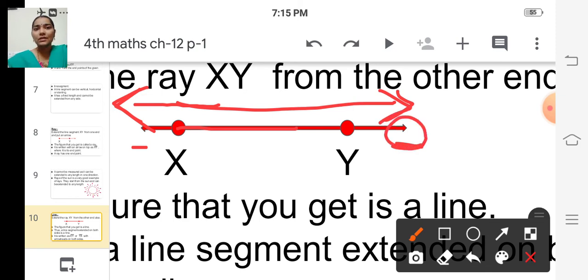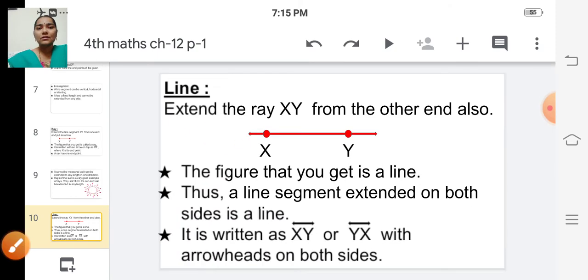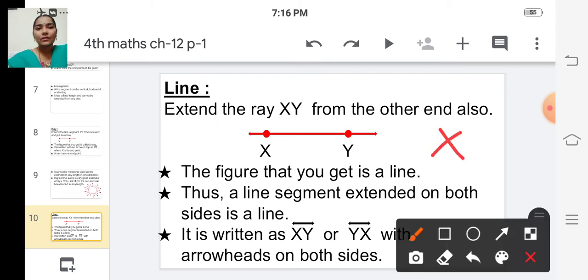Okay. Can you see this arrow mark? Yes. The figure that you get is a line. Thus, a line segment extended on both sides is a line. It is written as XY like this, or YX.